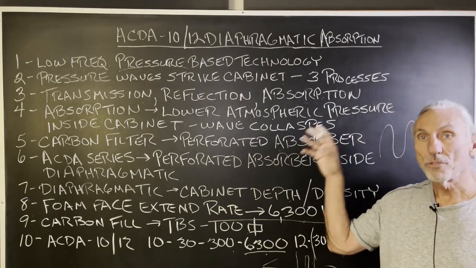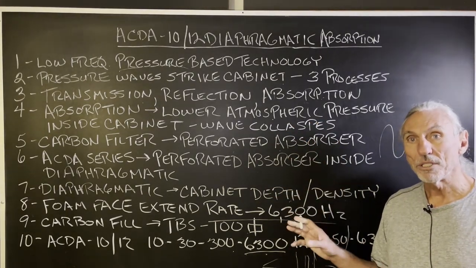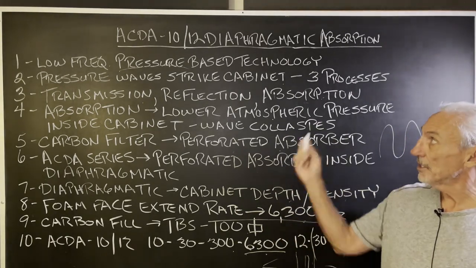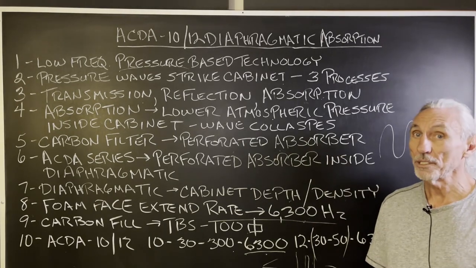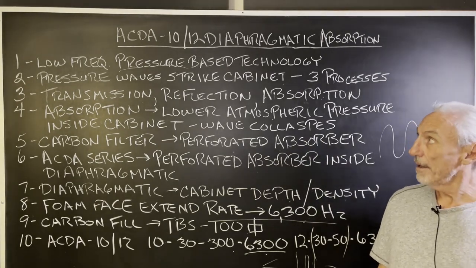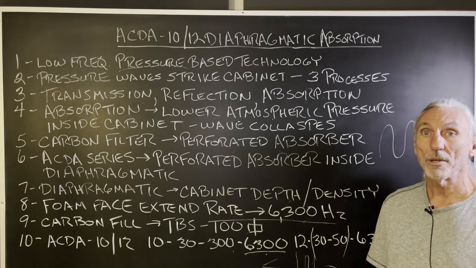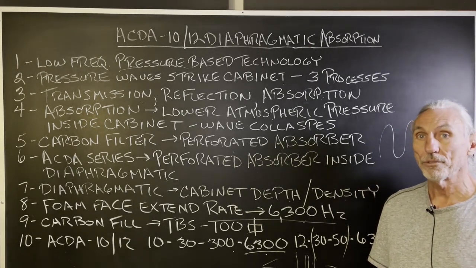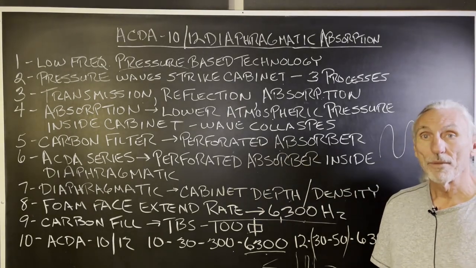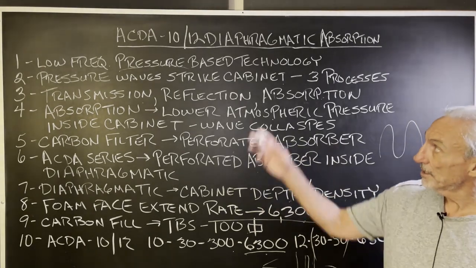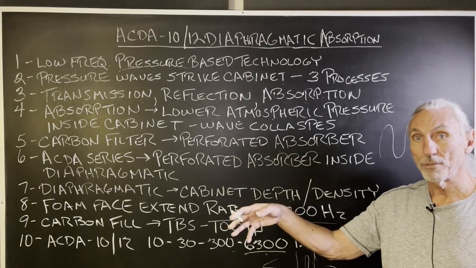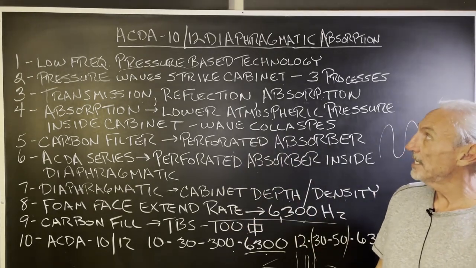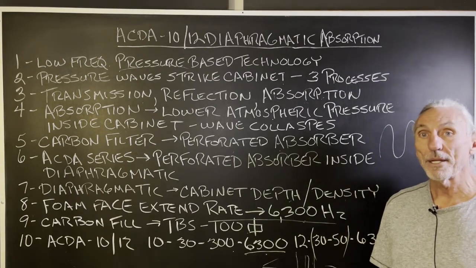So just remember, when you're dealing with low frequency pressure, you have to use a low frequency pressure technology, and diaphragmatic absorption is the most powerful. And I have not found a product that performs as well as ours. So I think it's safe to say we have the highest rates and levels of lower frequency absorption ever created, with a process that uses a perforated absorber inside a diaphragmatic. Our ACDA 10 and 12 series of diaphragmatic absorption.